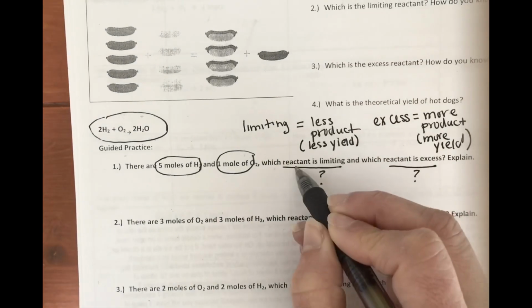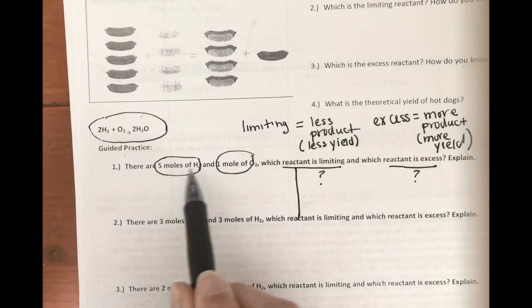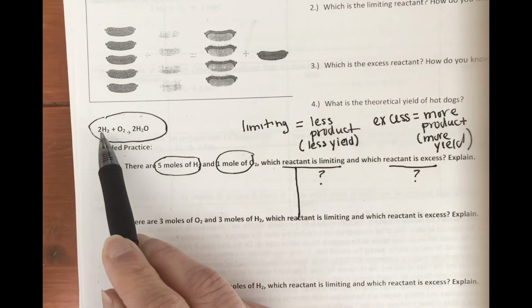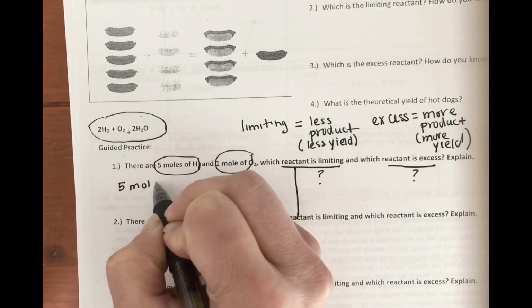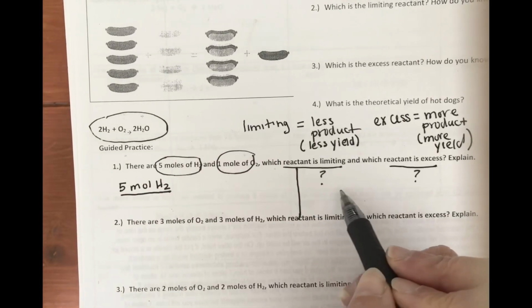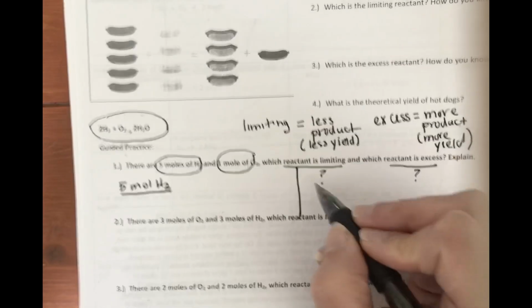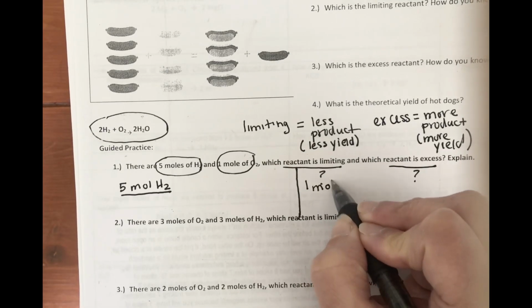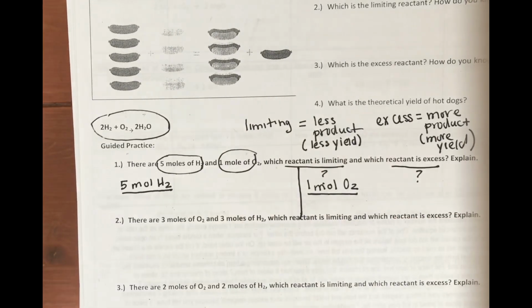So I'm going to divide my work area in half. And I'm going to start on one side by writing what I know in terms of my number of moles of H2, which is 5 moles H2. And on my other side, I'm going to start by writing what I know in terms of moles of O2. 1 mole O2. Like that. My next step is to figure out how much product both of them can make.